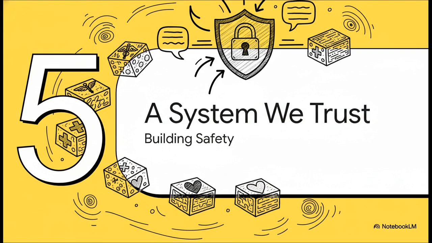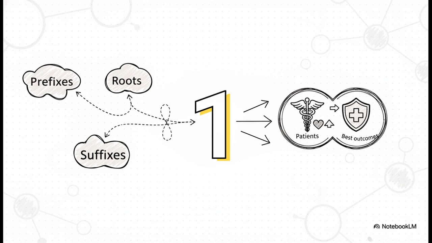So when you boil it all down, what does this all lead to? It leads to a system that we can actually trust. A system that's built, literally, one clear and precise word at a time. And that's really the number one thing to remember. All those little pieces, the prefixes, the roots, the suffixes, they all have one single, incredibly important job: to create this one unified language that makes sure every single patient gets the safest and best care possible, period.